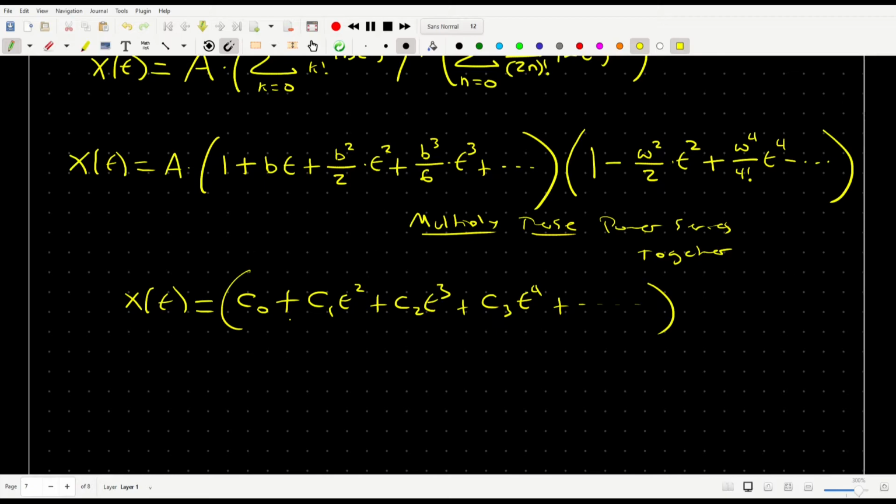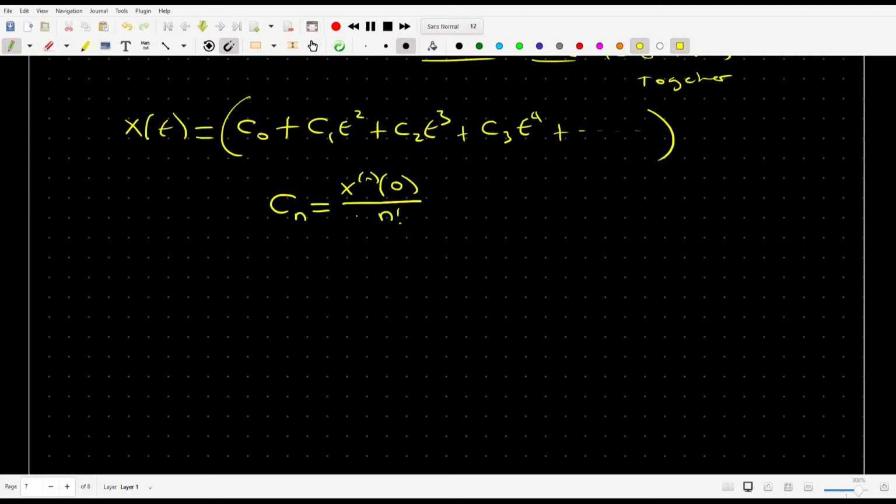Where each of these coefficients, c naught, c1, c2, c3, the nth coefficient here is the nth derivative of the function at the origin, or at the initial starting point, divided by n factorial. Put another way, the nth derivative at the origin is equal to n factorial times cn.